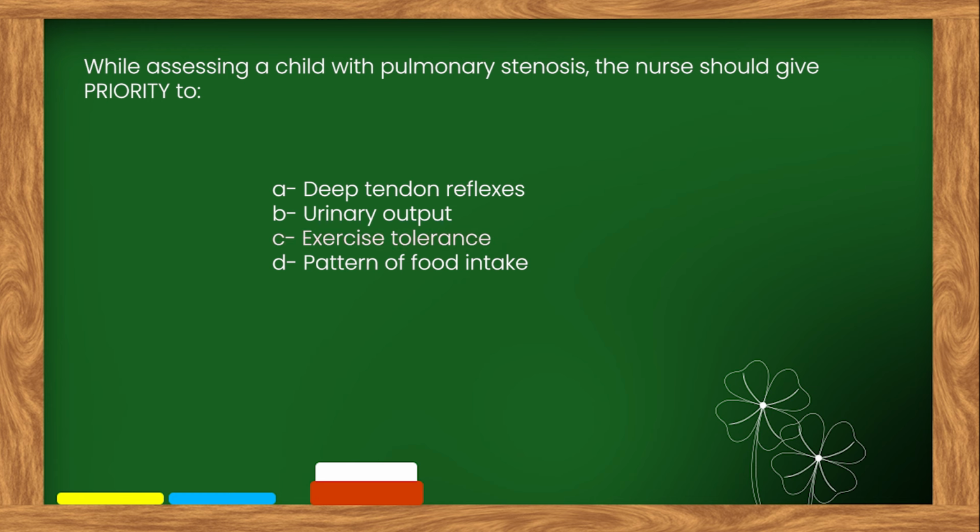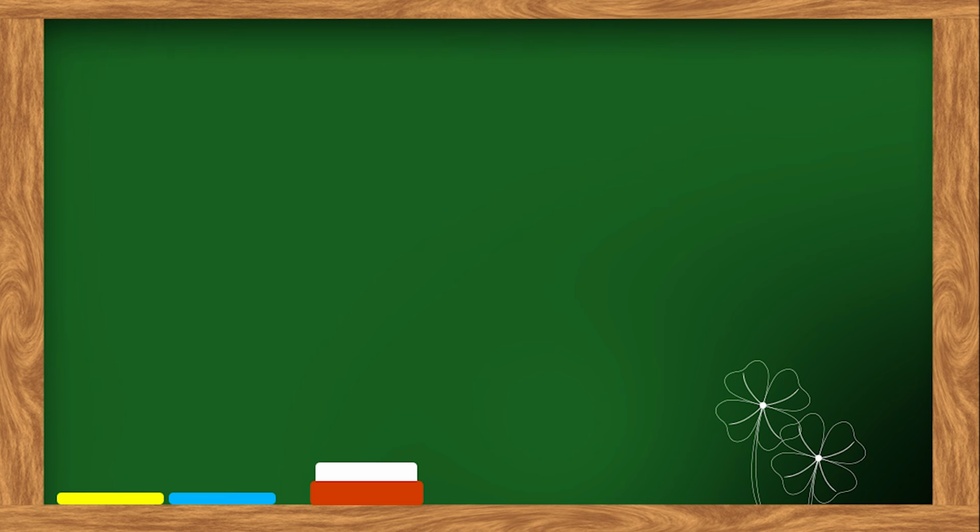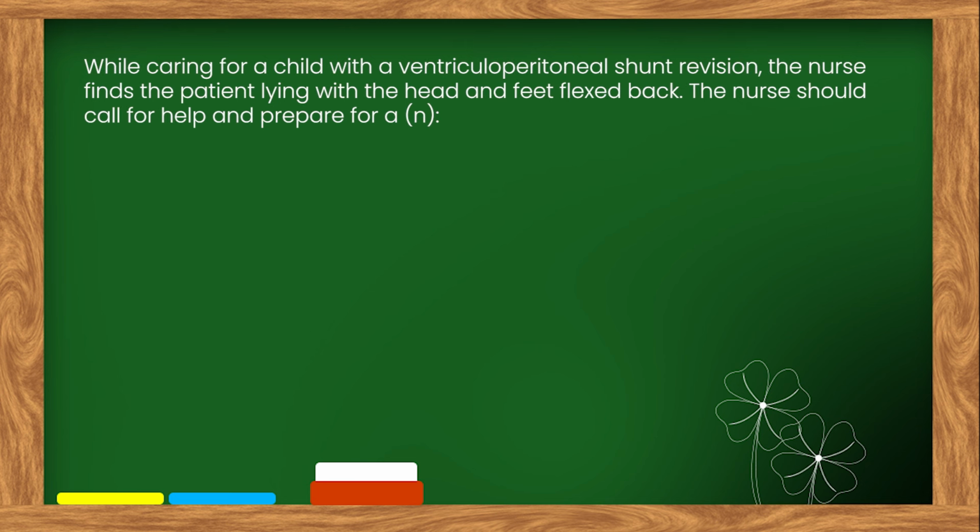The right answer is option C. Exercise tolerance. Here is our next question. While caring for a child with a ventriculoperitoneal shunt revision, the nurse finds the patient lying with the head and feet flexed back. The nurse should call for help and prepare for.